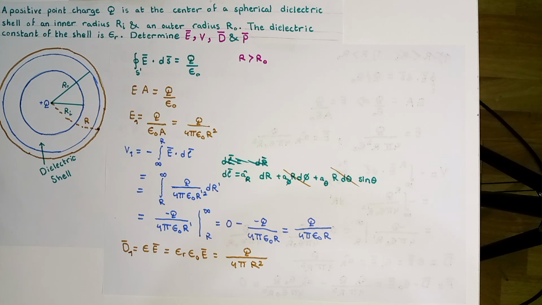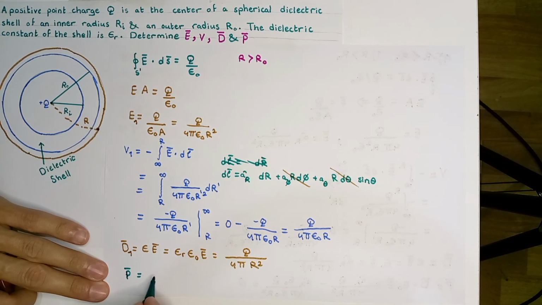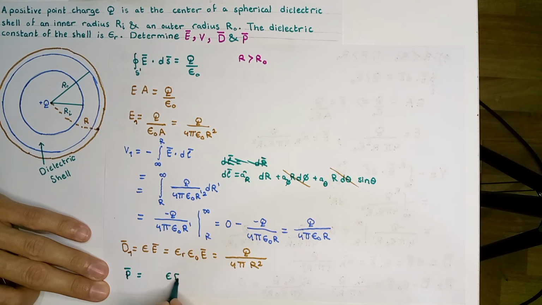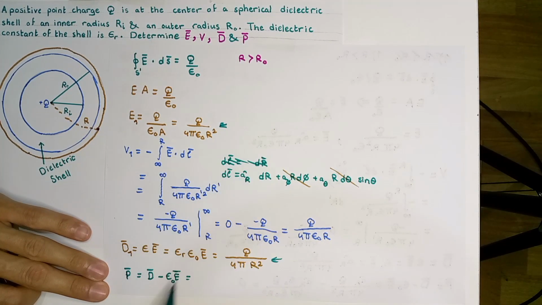Now let's calculate the polarization. To find the polarization, we will subtract epsilon sub 0 times E from the electric displacement. Now substitute the right hand side of this equation and the right hand side of this equation for D and E respectively.